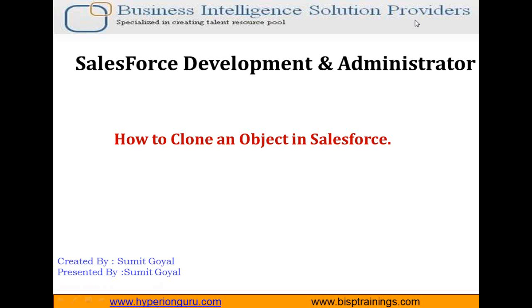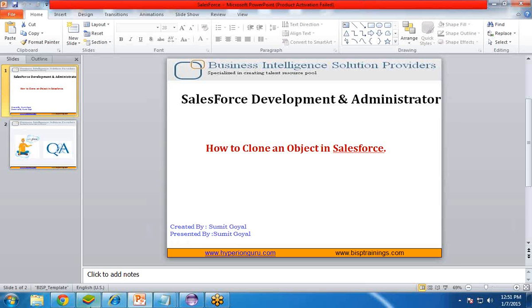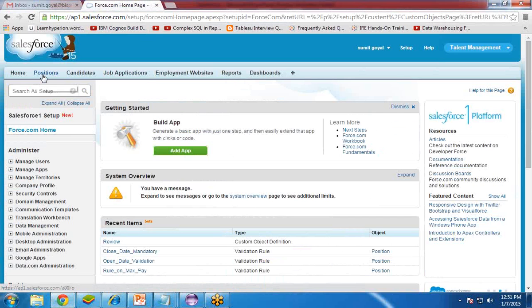For cloning an object in Salesforce, I will use a third-party software, that is Eclipse. I will get the structure of an object in Eclipse, and from Eclipse I will create a new object on Salesforce. So let's start the implementation. First of all, let's see our Salesforce structure. So this is our Salesforce structure. Here we have the position object, and I would like to make a clone of this position object.